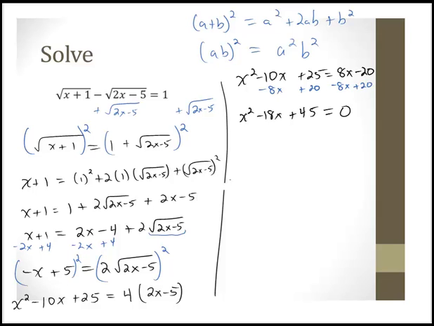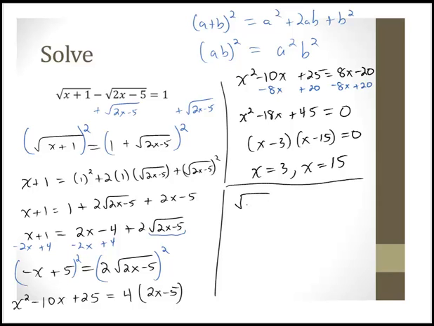Now, I see that this factors as x minus 3 by x minus 15. And so my solutions, I hope, are 3 and 15. But let's make sure and check our work here. Alright, so checking x equals 3. The square root of 3 plus 1, subtract the square root of 2 times 3 minus 5, is this equal to 1? So that's the square root of 4, which is 2, minus the square root of 6 minus 5 is 1. The square root of 1 is 1. That checks out. x equals 3 works.